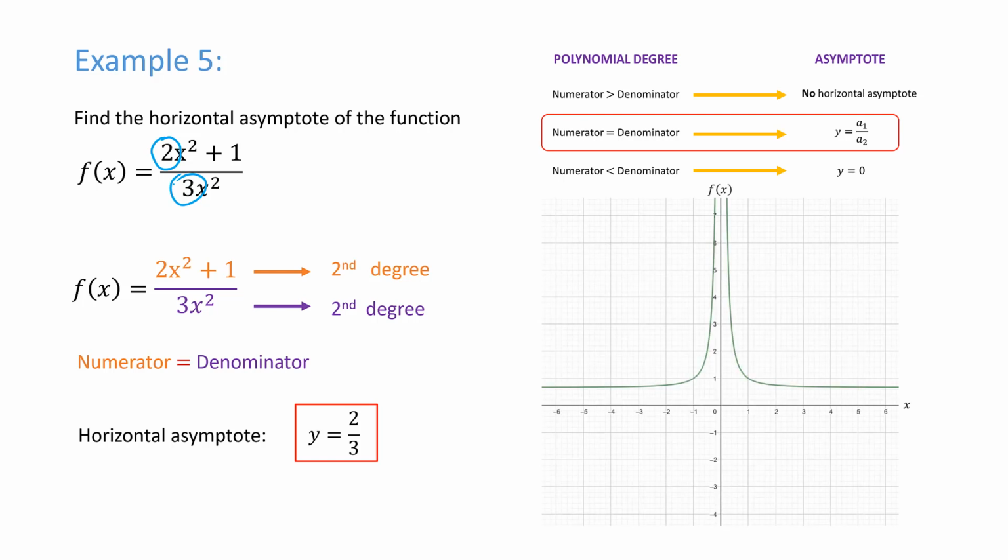We can see the graph here, and we see that we are correct that the horizontal asymptote is at y equals 2 over 3. Now you know that to determine the horizontal asymptote of a rational function, we compare the degrees of the numerator and the denominator to tell if it has a horizontal asymptote, and if it does, to determine where it is.